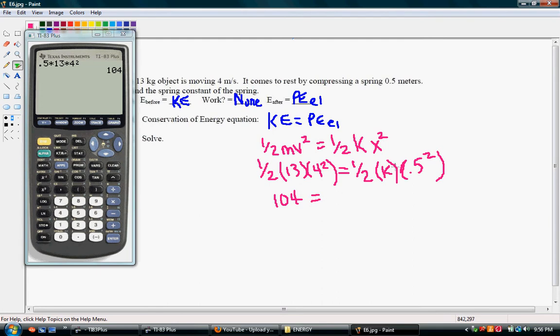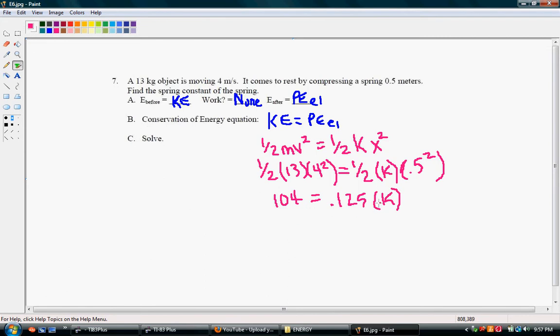And then on the right side, we're going to have 1/2 0.5 squared. And we're going to leave our K alone right now. So 0.5 times 0.5 squared. And we get 0.125. And then we still have K, which is our spring constant, which is what we're trying to solve for. So what we have to do is get K by itself. We have to divide both sides by this 0.125. So we're going to go ahead and do that.